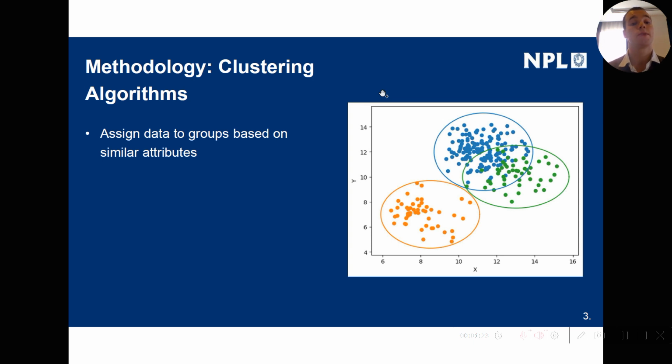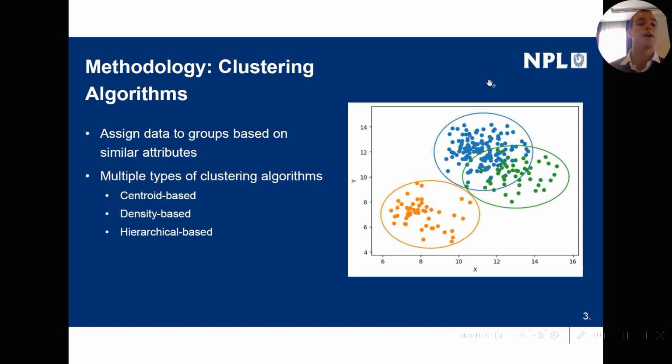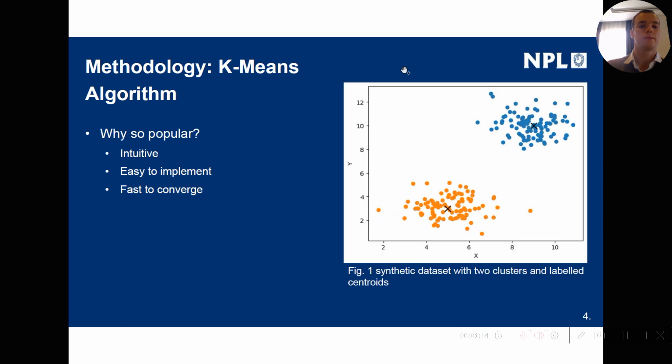So onto clustering algorithms. So clustering algorithms effectively group data into similar groups or clusters based on attributes inside of the data set. There exist lots of different types of clustering algorithms which work in different ways but effectively want to produce the same thing, these clusters which are all related within a cluster. But of all of the clustering algorithms that exist, k-means is still the most popular. So why is k-means the most popular algorithm?